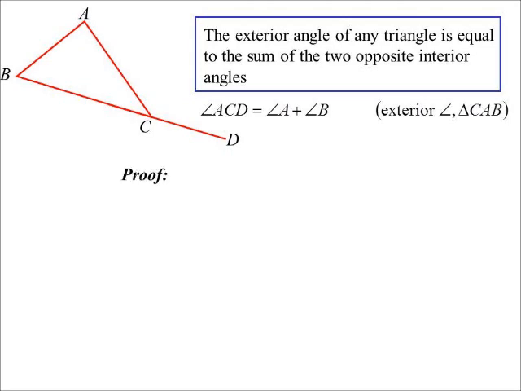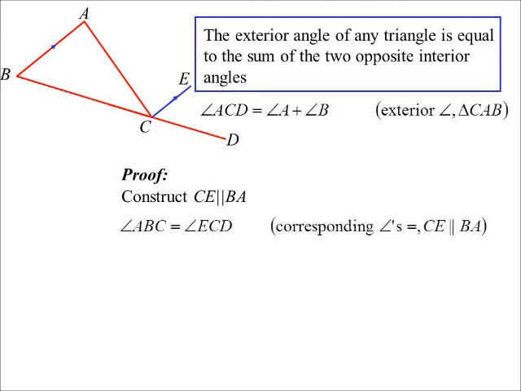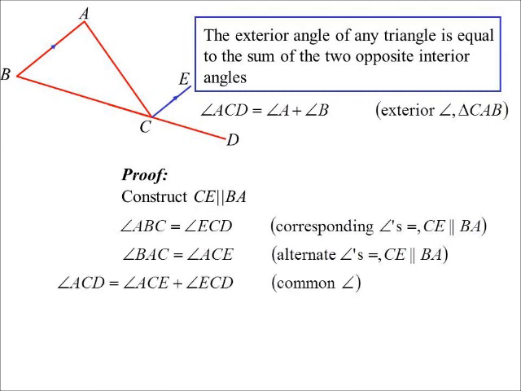So let's prove this one. I'm going to construct a line, this time CE parallel to BA. And again, this will create some parallel line theorems that I can use. So ABC and ECD will be corresponding angles on our parallel lines. BAC and ACE are alternate angles. But ACD is in fact the same as ACE plus ECD, just written a different way. So they're common angles. Substituting in what we worked out before, ACD must equal ABC plus BAC.